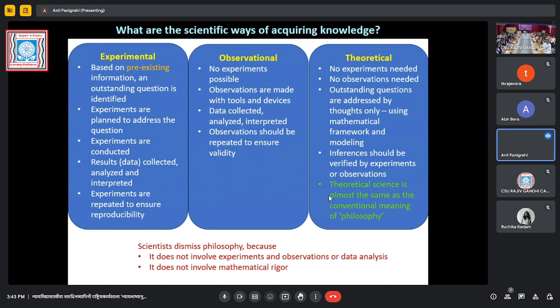science. Now, science dismisses philosophy because it doesn't keep pace with the scientific rigor, and there is no data-based understanding, and there is no cross-validation possible. This is what scientists think. And here in the theoretical science, you may consider this that theoretical science is almost the same as the conventional meaning of philosophy.